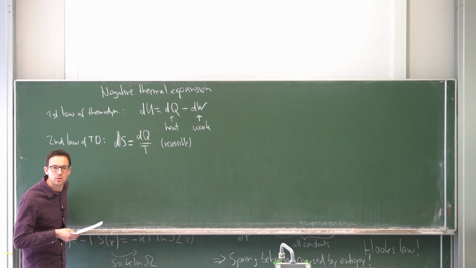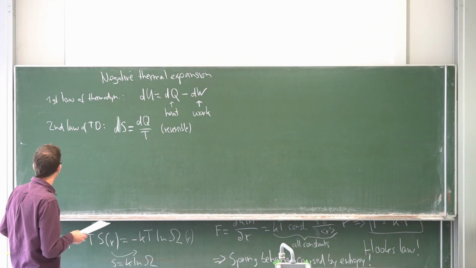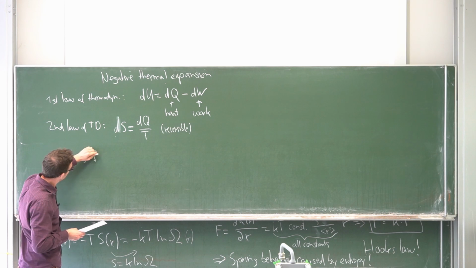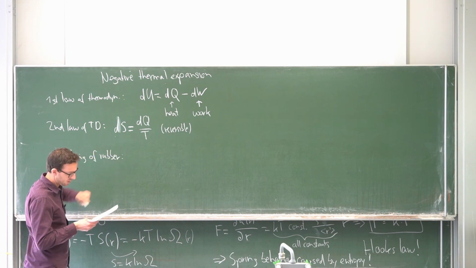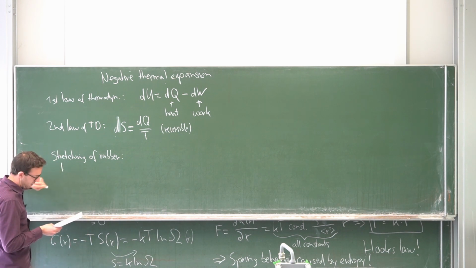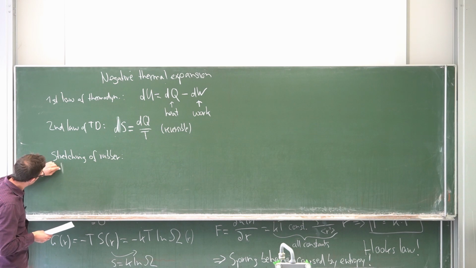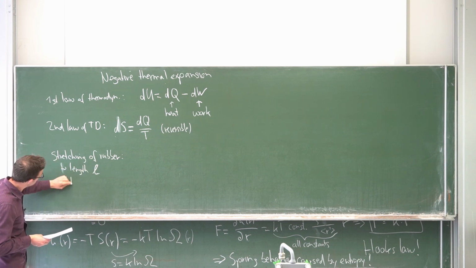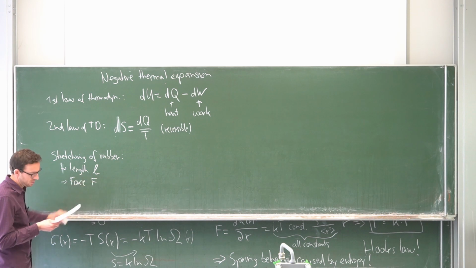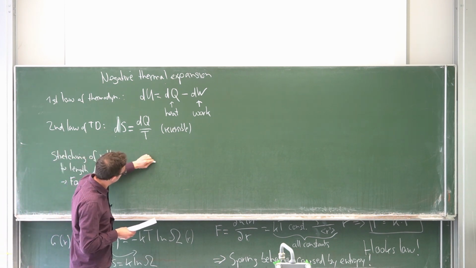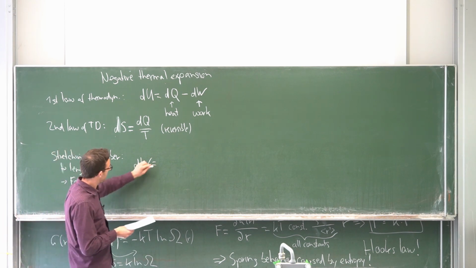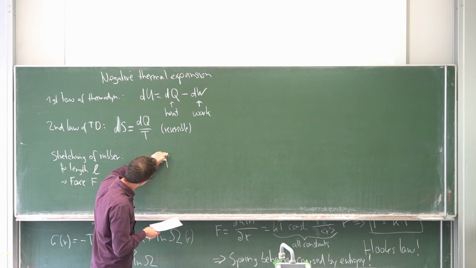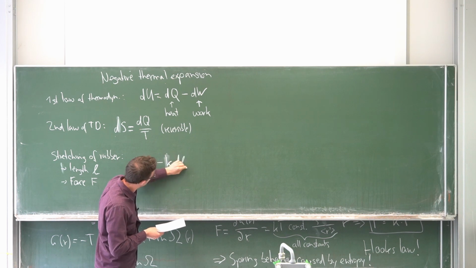Okay, so now this is very fundamental. And let's see what happens if we stretch a rubber band. We say that we stretch it over a length L, and we use a force capital F. So now the work that we need to provide is minus, let's call it K, K dL. That's what we had on the blackboard.